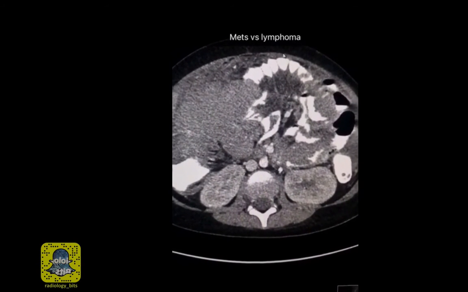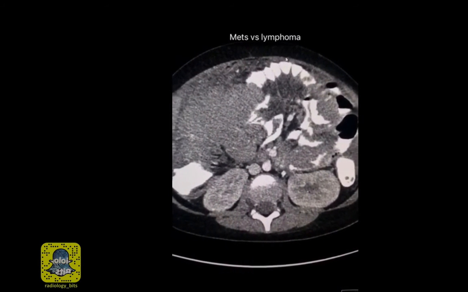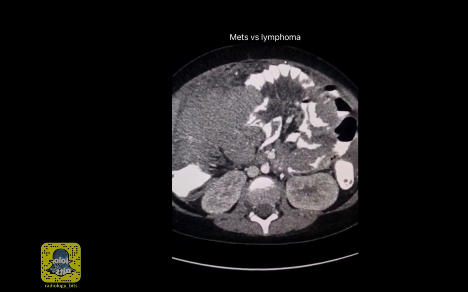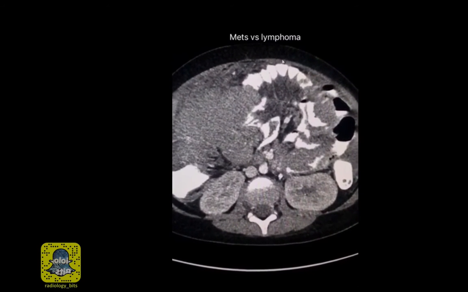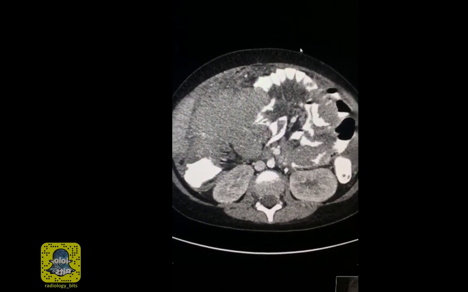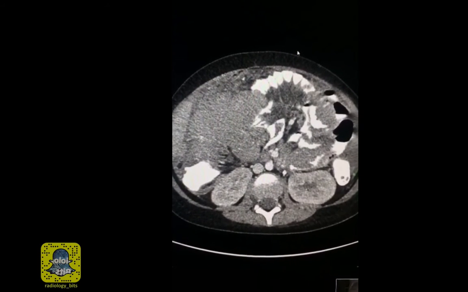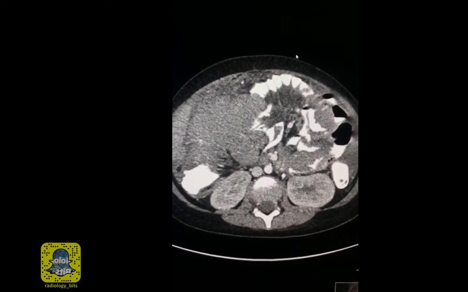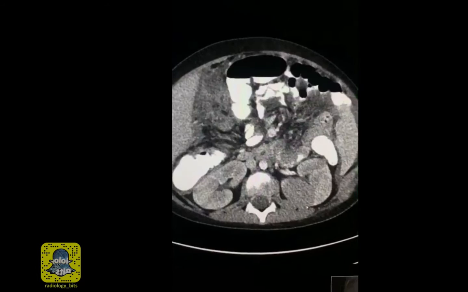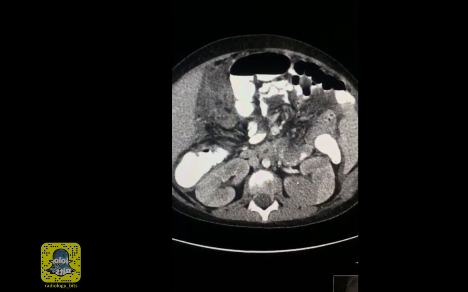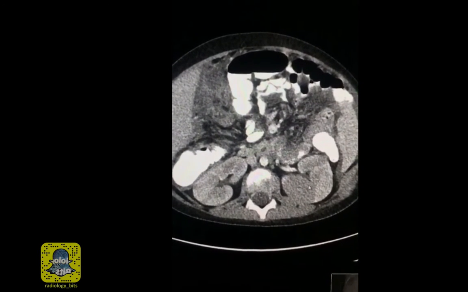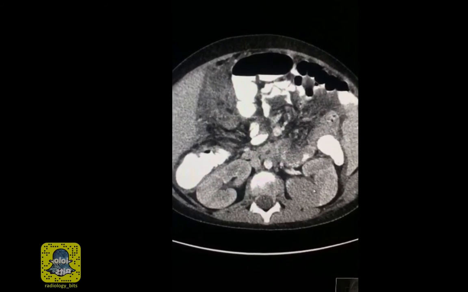The overall appearance is consistent with a neoplastic process, and the main categories would be metastasis versus lymphoma. Many features favor lymphoma in this case. First of all, the patient's age and the lack of a primary malignancy would support lymphoma. The multiple bilateral homogeneous soft tissue masses of the kidneys are more likely to be lymphoma than metastasis, which is even more rare.